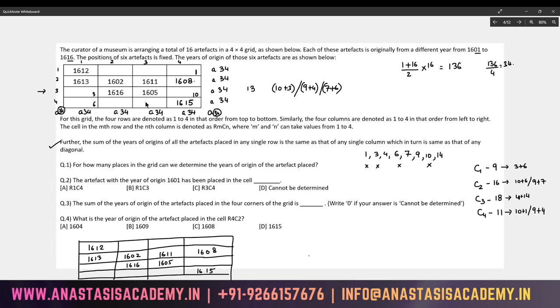In column 4, I need 4 and 9. In column 2, I need 9 and 7. The common number is, of course, 9. So 4 will come here, 14 will come here, and 7 will come here. 12 and 7 is 19. 19 plus 14 is 33. 33 plus 1 is 34. Yes, all the summation, everything is uniquely identified.